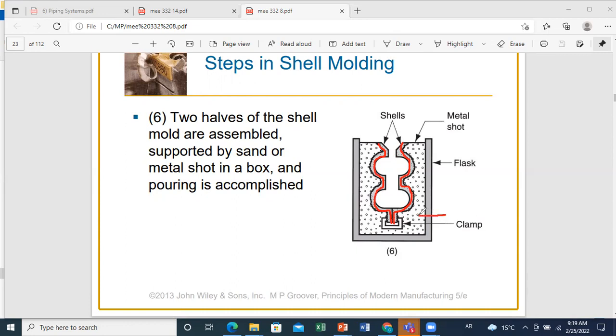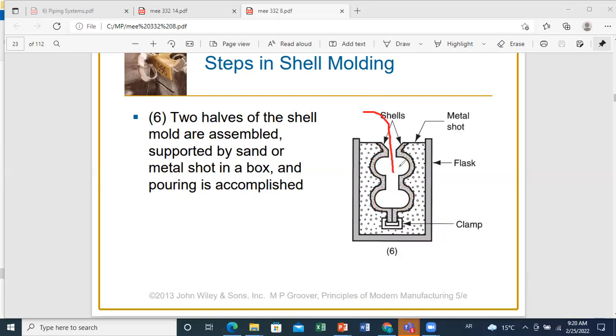And once the assembly is done, you will also pack around these two shells if you want any material. It can be sand, it can be a certain metal. So just to be filled between the mold and the flask. And then once you do this assembly, you created your cavity. This is your mold cavity here, which is determined by the surfaces of your shells. And now you are ready to accomplish the molding process.